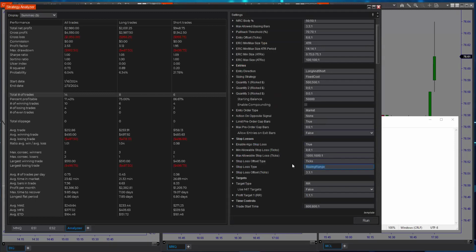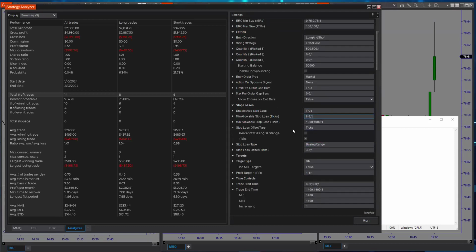Stop loss is going to be set to basing range, minimum allowable 8. Stop loss offset. For ES, I'm going to keep it to ticks. The reason is, as we talked about, with a lower tick count, if you start doing percentages you get kind of skewed on the numbers. We'll just leave it as 3 for now, but we'll optimize that. Okay.